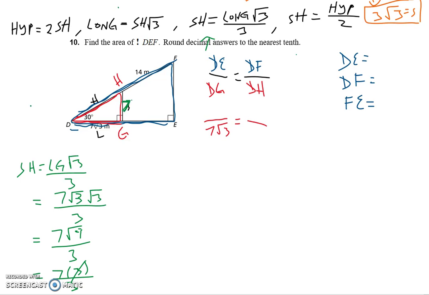So if we know the short, we can figure out the hypotenuse, because the hypotenuse is 2 times the short. So hypotenuse equals 2 short. H equals 2 times 7. So the hypotenuse is 14. Okay, so that's DH. We know DH is 14. We have to figure out the other two. Oh, that's 14 there also.